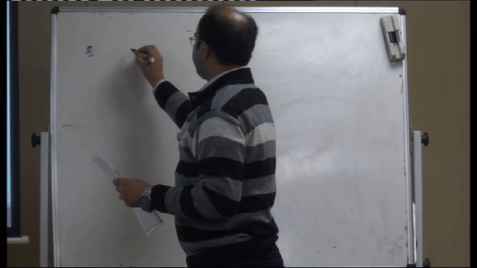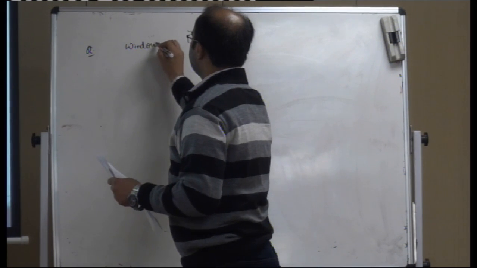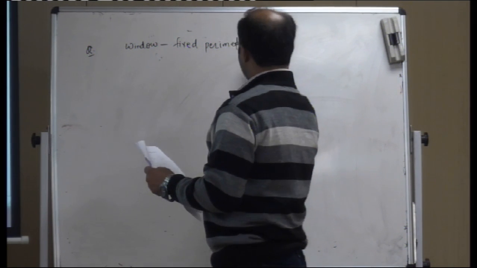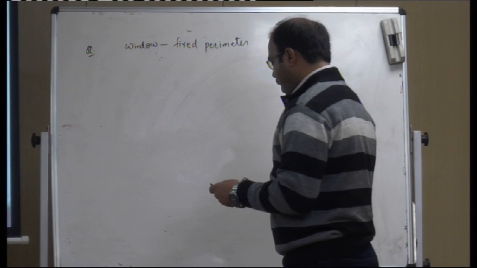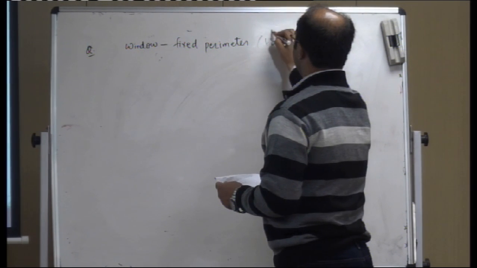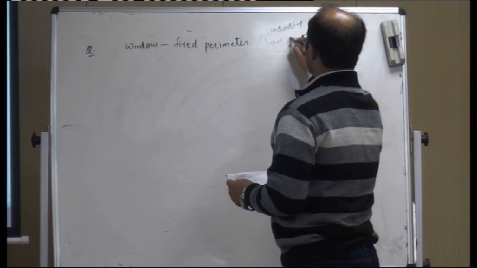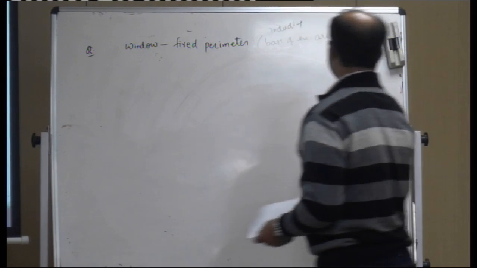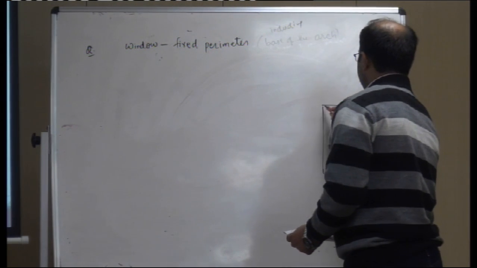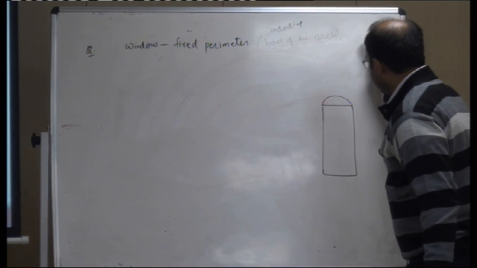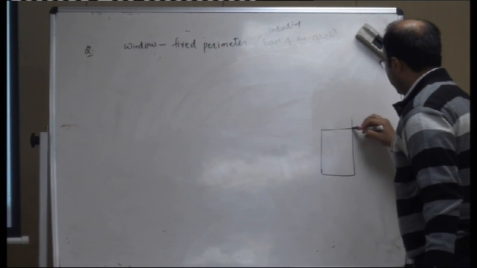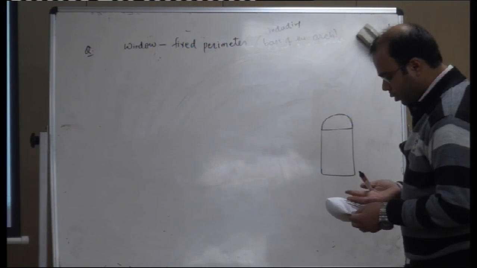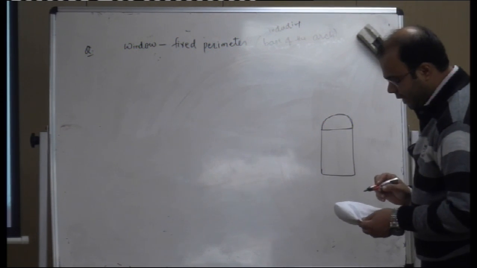A window of fixed perimeter, there is a window which is having fixed perimeter, including the base of the arc, is in the form of a rectangle surmounted by a semicircle. So this is a rectangle surmounted by a semicircle. You can draw it more clearly like this, semicircle. And then it is given the semicircular portion is fitted with colored glass, while the rectangular portion with the clear glass.